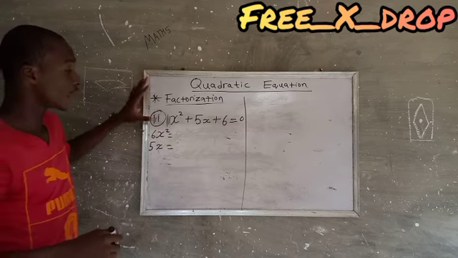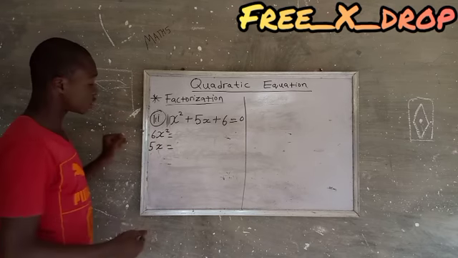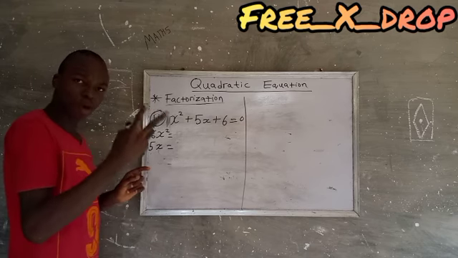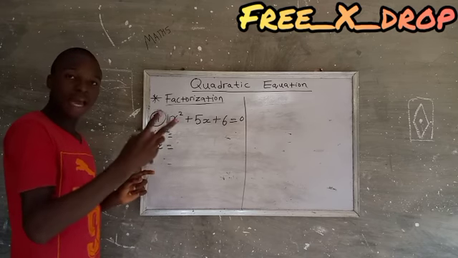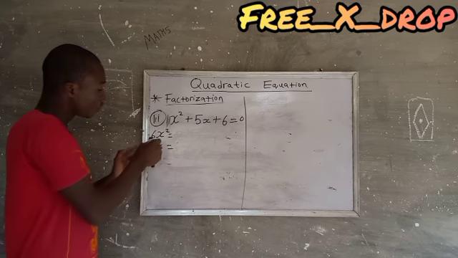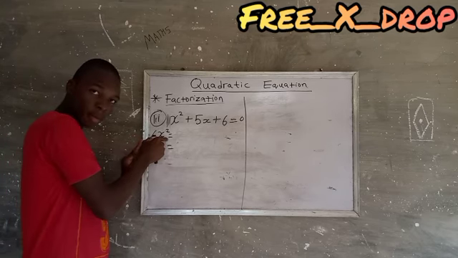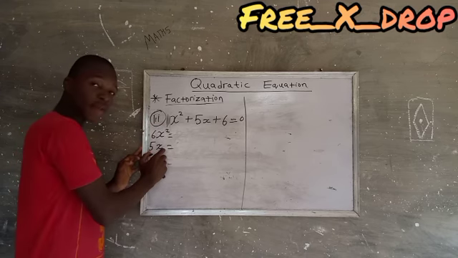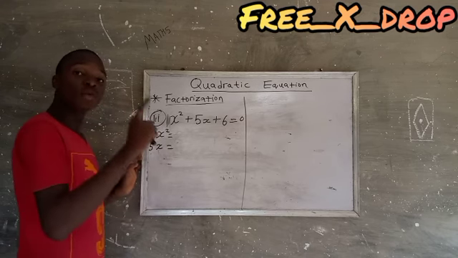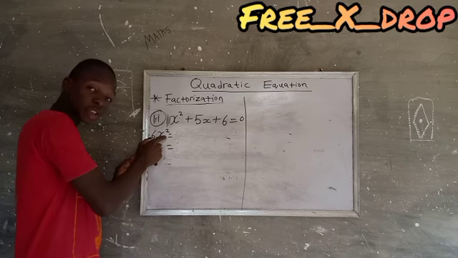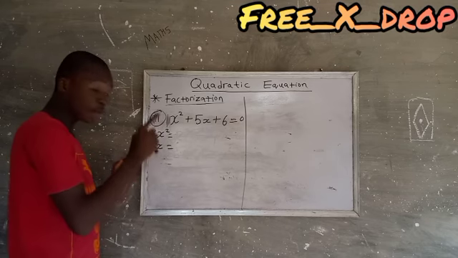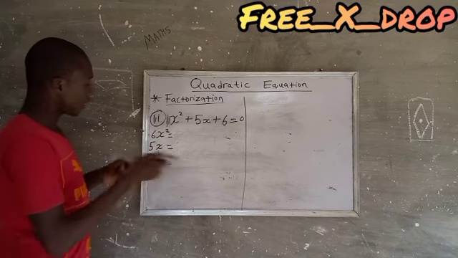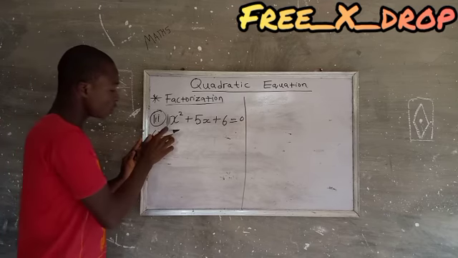Now this is the most crucial one, so you are going to pay attention. With 6x squared, we are going to look for two numbers which, if you multiply them, will give you 6x squared, and when you add the two numbers, it will give you 5x. Now, you find it. What will be your numbers?